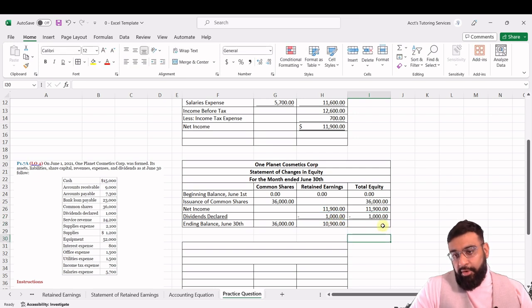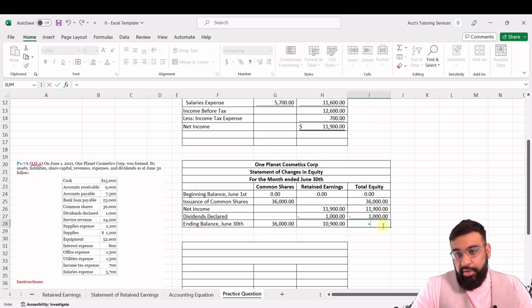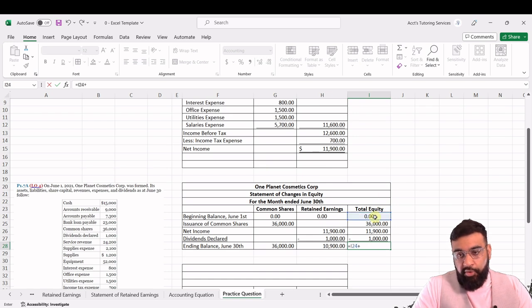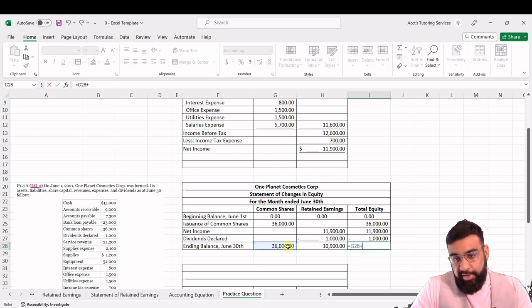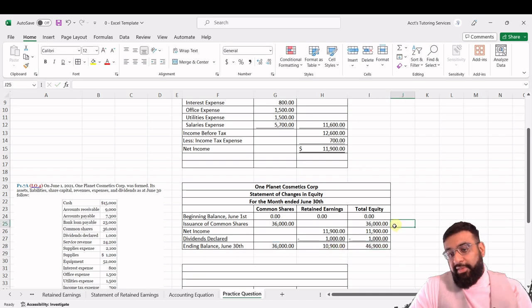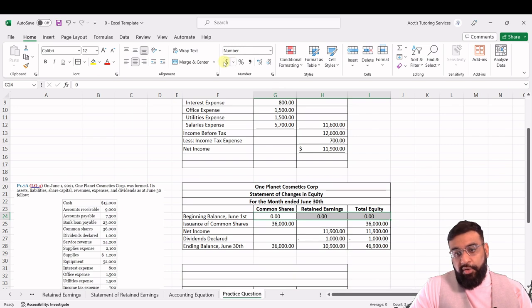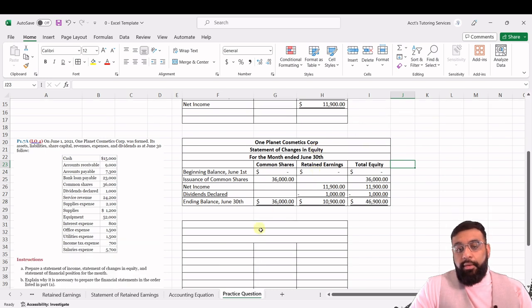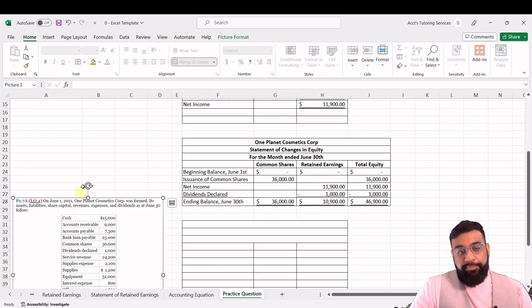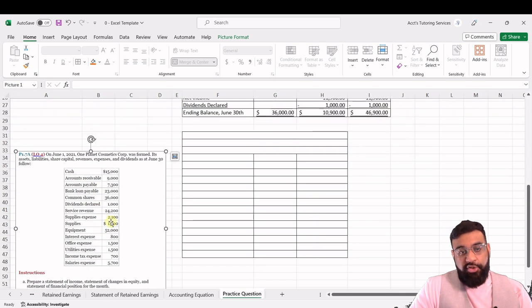Then at the end over here, we could do it two ways. Either we could do it by calculating 0 plus 36,000 plus 11,900 plus negative 1,000, or we can do 36,000 plus 10,900 to arrive at the exact same number. And now for the formatting to finish it off, dollar sign over here, dollar sign over here, and this is going to be double underlined. Done. Now we're going to go over to the balance sheet or the statement of financial position.